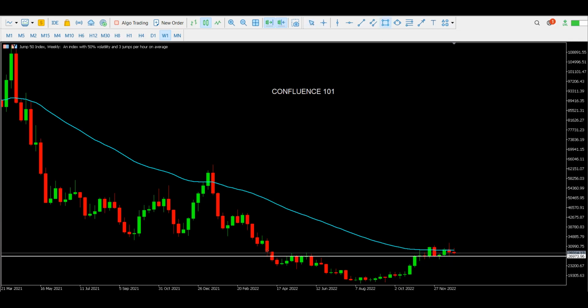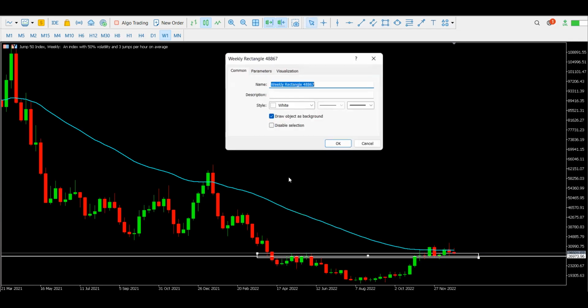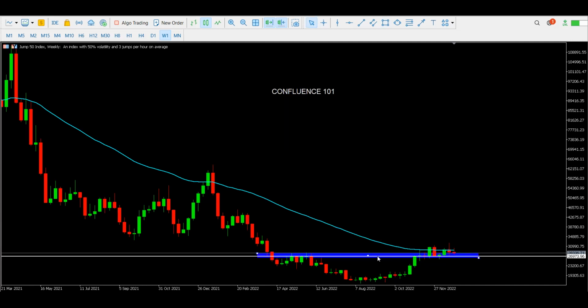And not just that, price creates the higher high. At the break of the structure, we also had the weekly retest of the structure, and then a bounce off from the level that previously acted as a resistance, and then we had a break of the level.